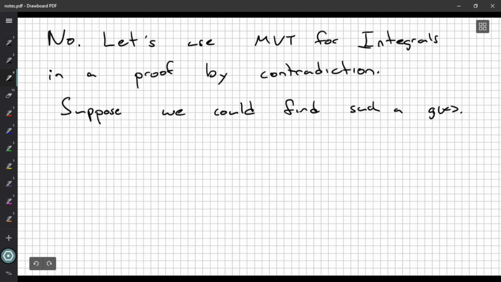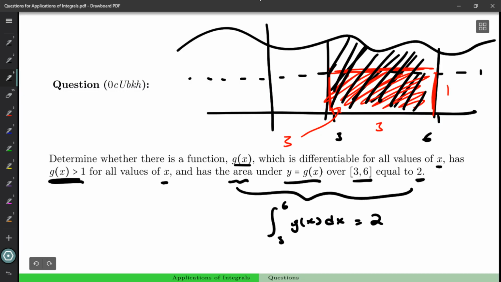Now we want to use the mean value theorem for integrals. What do we need? Well, we need a closed interval. 3 to 6 would work great. But we need our function to be continuous on that closed interval. And they never once said continuous in the question. So are we on the wrong track? Is there something wrong? No. They tell us our function is differentiable for all values x.